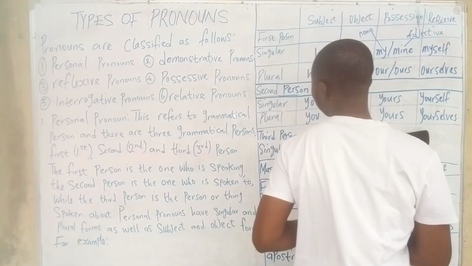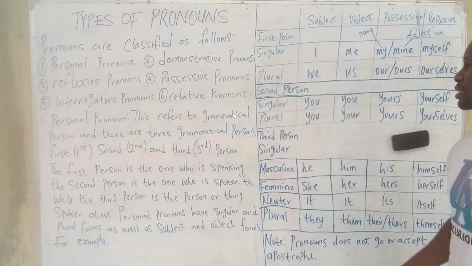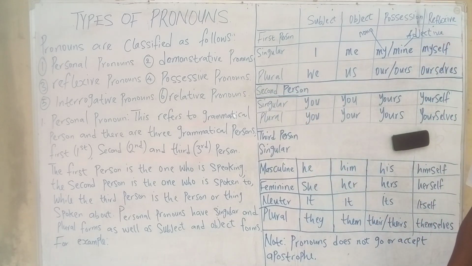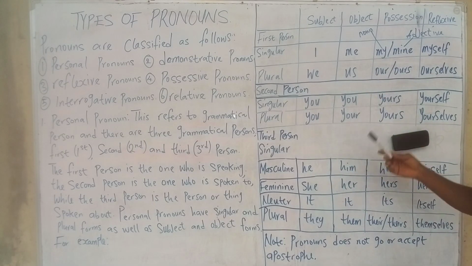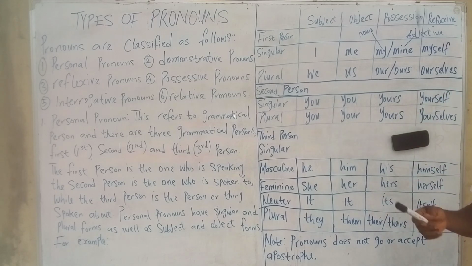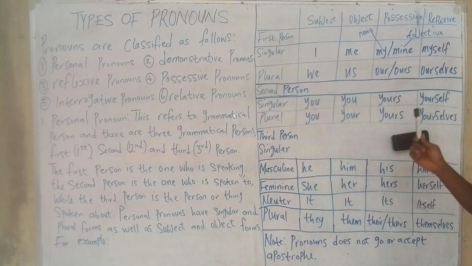Then the next one is the second person. Second person pronouns, what are they? We have singular. In the second person, singular is what? You. Object still remains you. Possession, yours. Then reflexive, yourself.